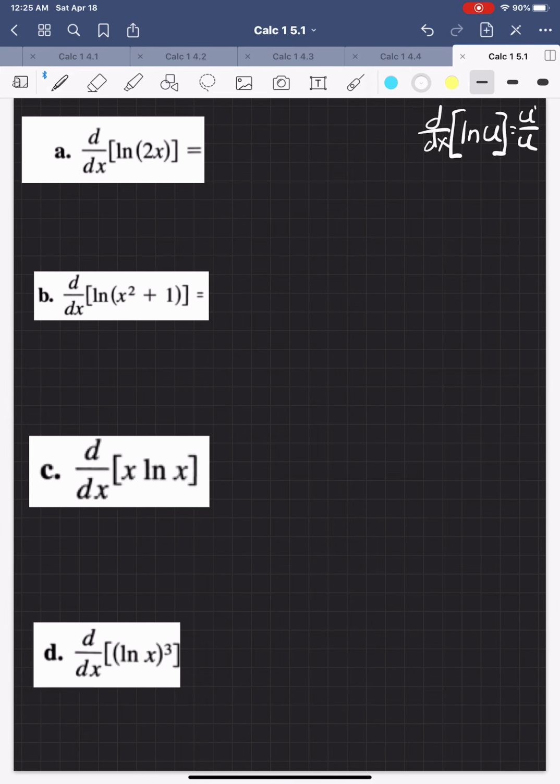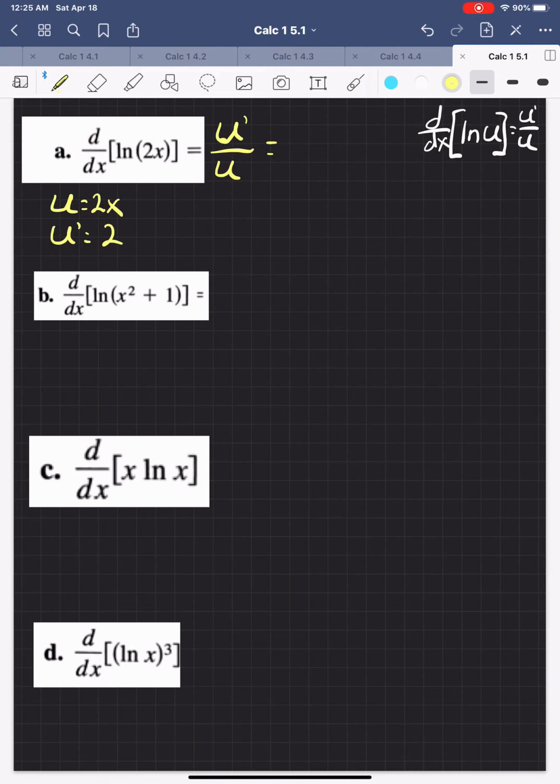All right, ready? Let's watch how easy this is. Let's start with part A. In this case, let's let u equal 2x. Then what's u prime? 2. So the derivative of ln of 2x is going to be u prime over u.